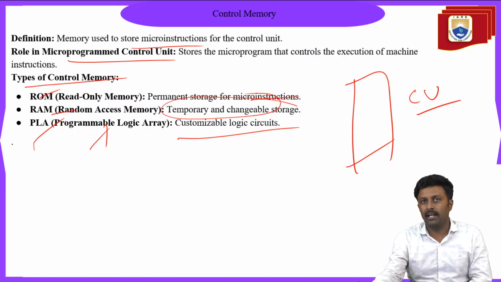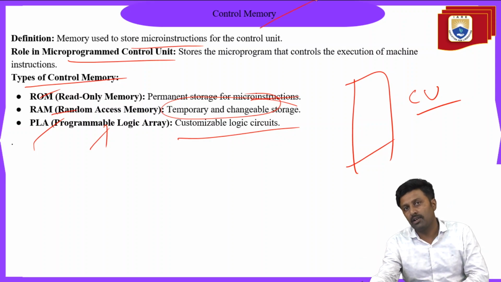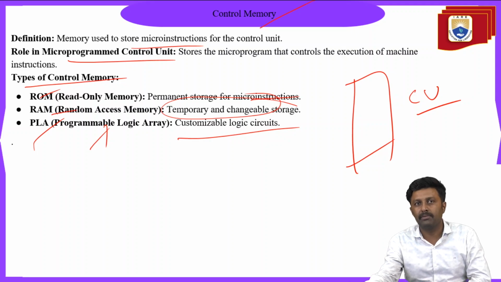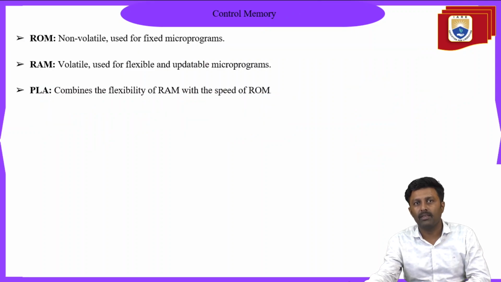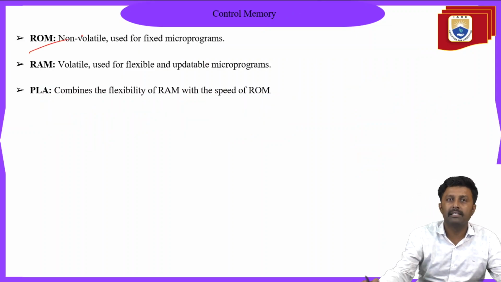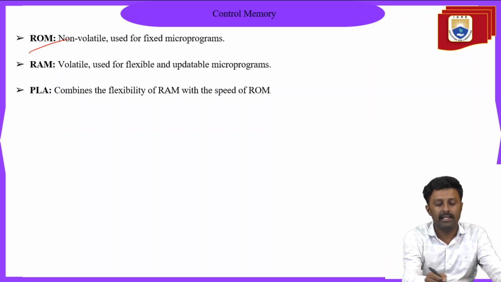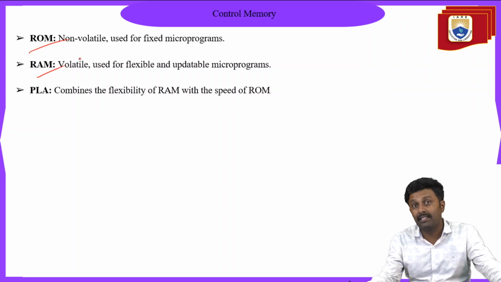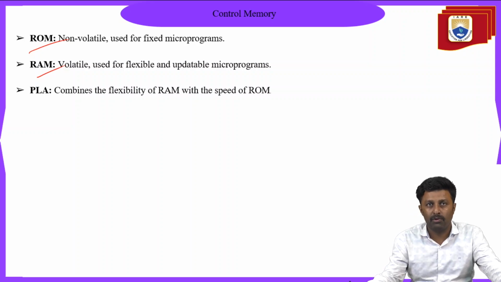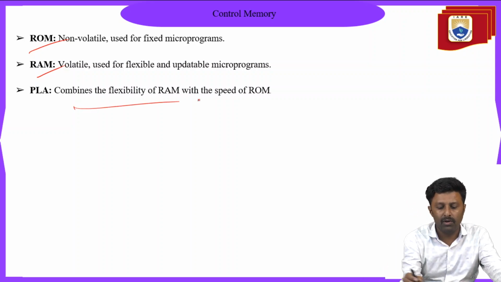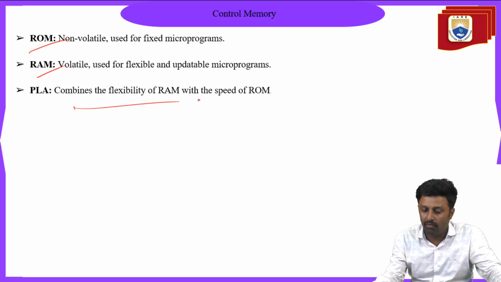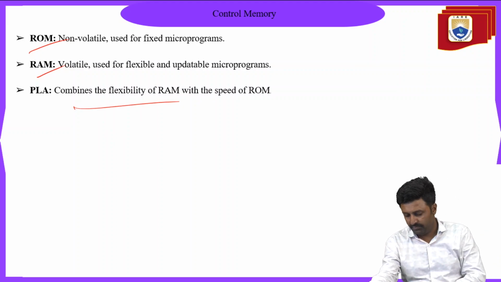So these are the types in the control memory, which is basically used for the control unit only. We have different types of memories. Already we know the very basic ROM, which is non-volatile and used for fixed microprograms, whereas RAM is used for flexible updating of the microprograms. PLA, as you already know, offers the flexibility of RAM and the speed of ROM.